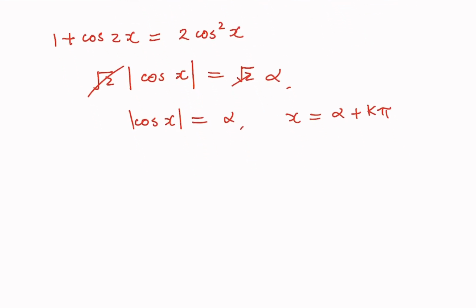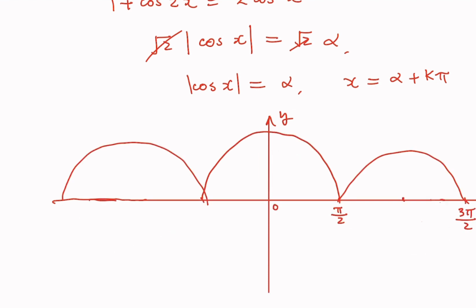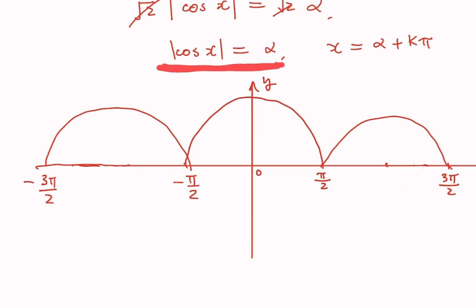So now what you need to know is what is cosine x. Excuse the bad drawing here. Let's assume this is the function of cosine, and if you want the absolute value, then you flip the negative values up. So we have 3 pi over 2, negative pi over 2, negative 3 pi over 2. Let's look at this equation. Now we're going to fix x in this interval here.